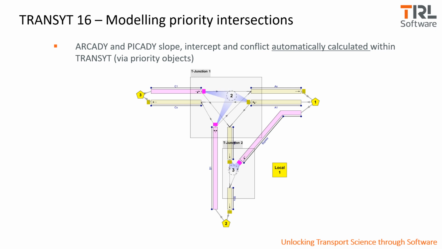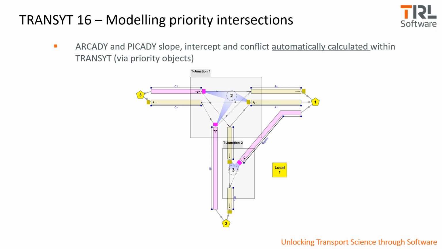Transit 16, for a number of versions, has now had the ability to model priority intersections. What we've done is taken effectively, if you've got a license for Arcady or Picady on your PC, you have access to the same models in effect, in terms of working out intercept and slope coefficients, which are then put into the Transit model.